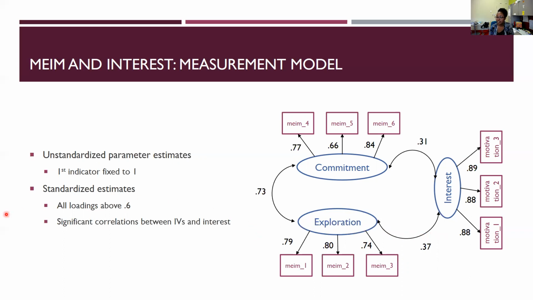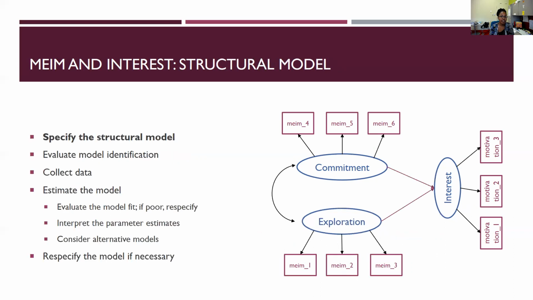But this doesn't actually answer the question of whether commitment and exploration predict interest. To do that, we have to specify our structural model. Now, notice this looks very similar. All we're changing is that instead of these being curved arrows, just curved covariances, we are now specifying that we think commitment predicts interest, and we think exploration predicts interest. So we're changing these to straight lines, to direct effects.